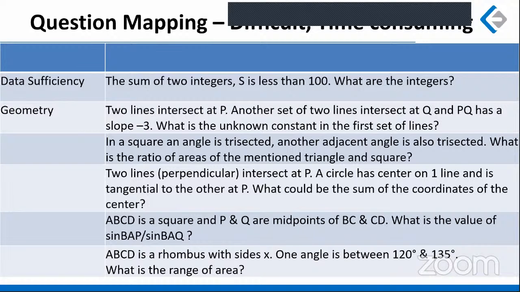The next was: ABCD is a rhombus with sides x. All the four sides, of course, in a rhombus are equal. Now, one angle is between 120 and 135 degrees. Obviously, the other angle will be supplementary, so it would be between 45 and 60. Now, the question was, what is the range of area of this rhombus?